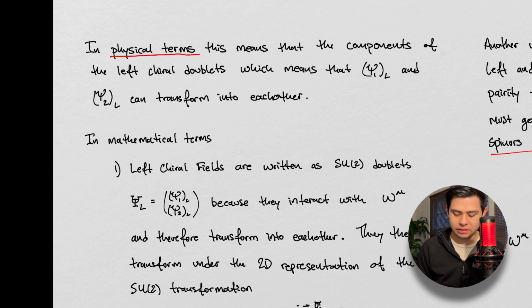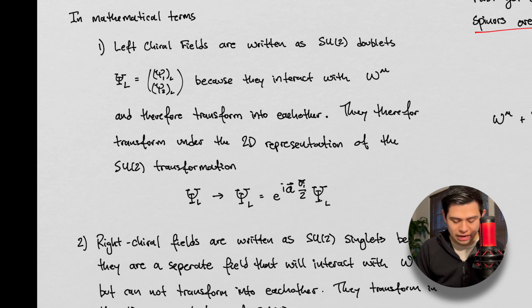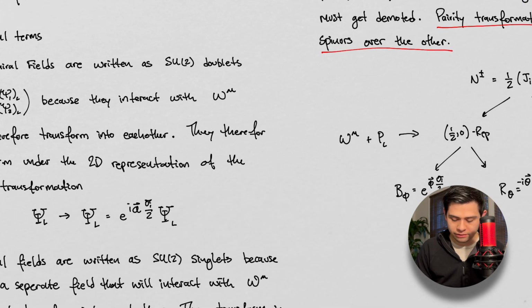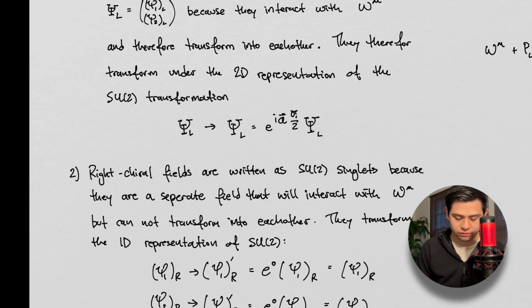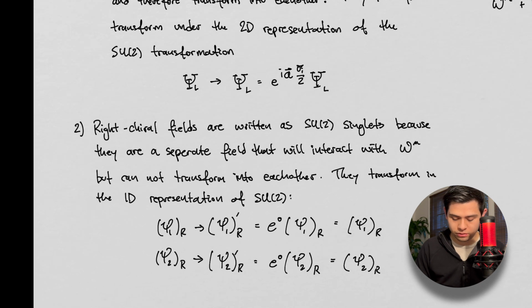In physical terms, this means that the components of the left chiral boosts can transform into each other. In mathematical terms, the left chiral fields are written as SU2 doublets, like this, because they interact with this guy and therefore transform into each other. They therefore transform under the 2D representation of the SU2 transformation. Now, this is what that transformation looks like.